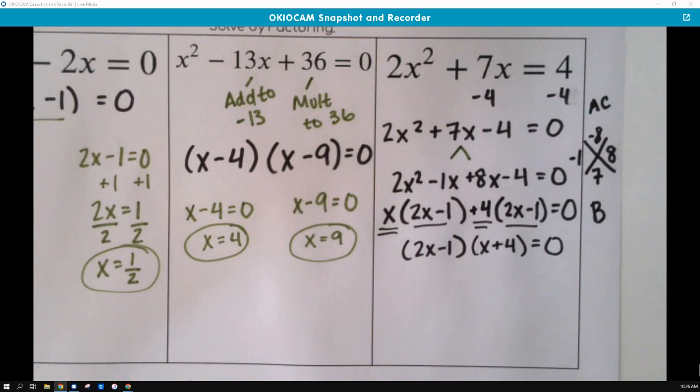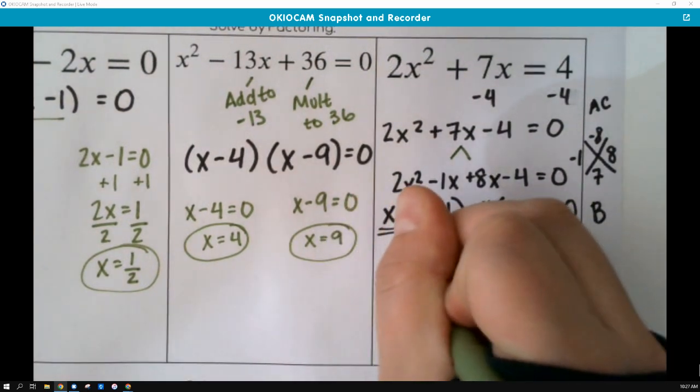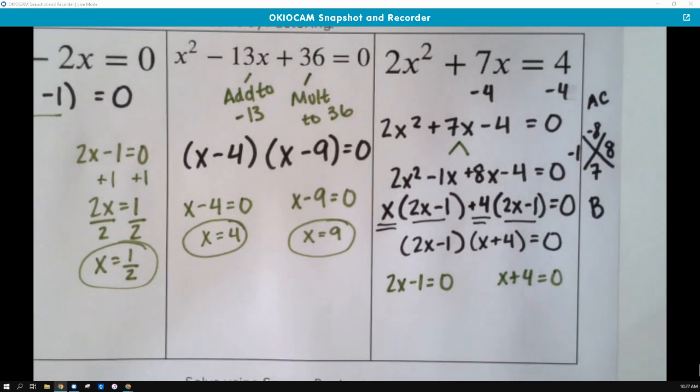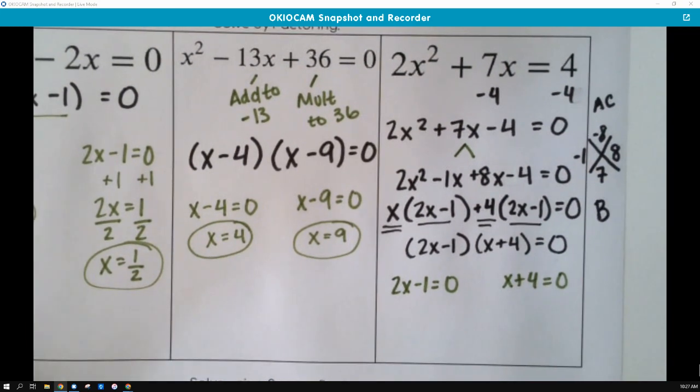Once we get it factored, we can then set each of those factors equal to 0. So any questions about factoring before I do that? Okay, so 2x minus 1 equals 0, x plus 4 equals 0. The reason why we set them equal to 0 is 0 times anything is 0.